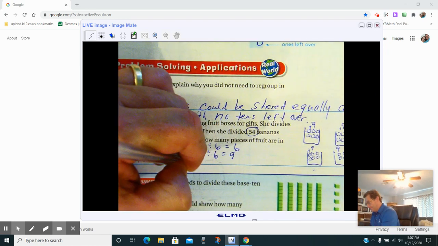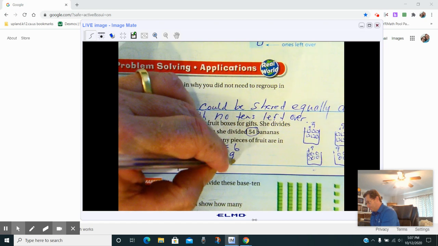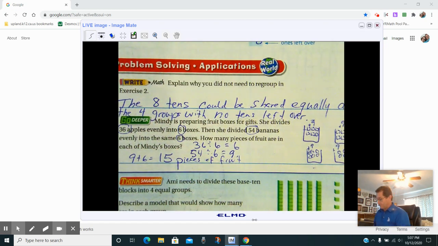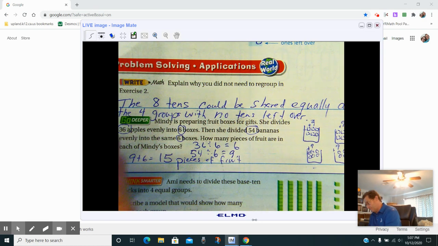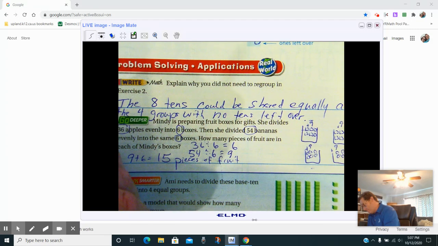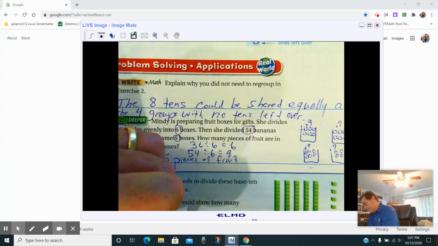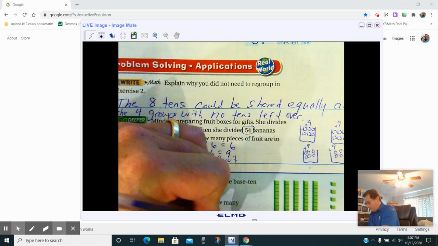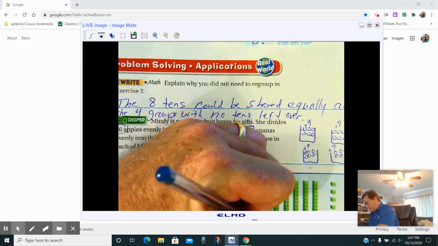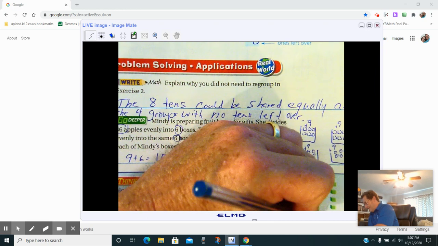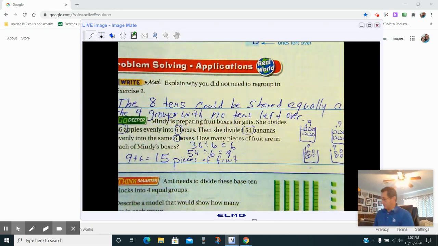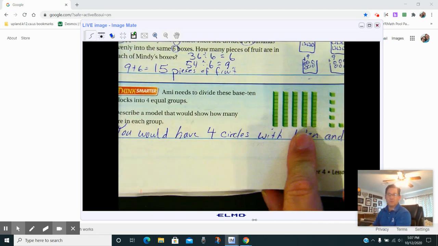Number 7. Ami needs to divide these base 10 blocks into 4 equal groups. Describe a model that would show how many are in each group. You would have, let's see, 4 circles with 1 10. Okay, because I can put 1 10 in each. I can put 1 10 in each of the circles, leaving me 1 10 and the 6 ones.